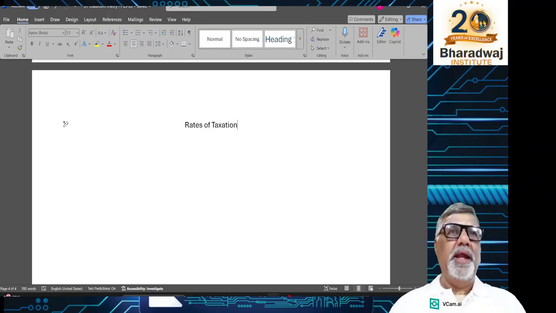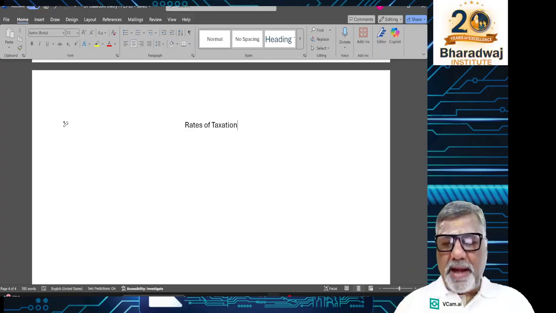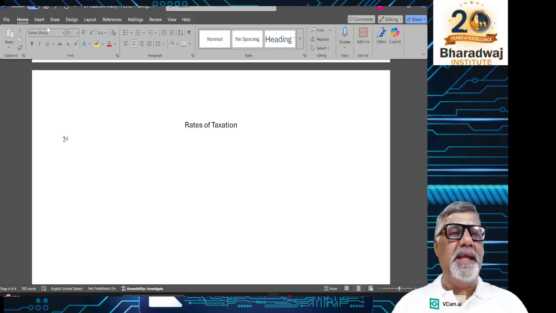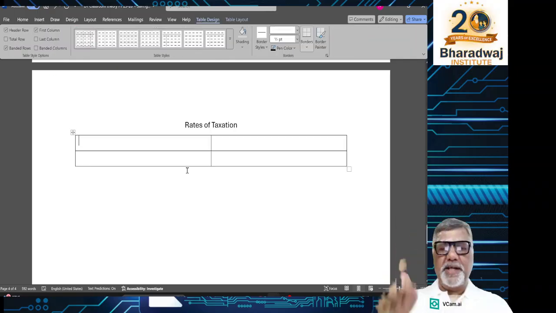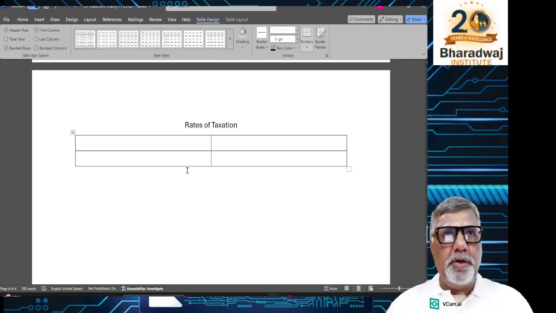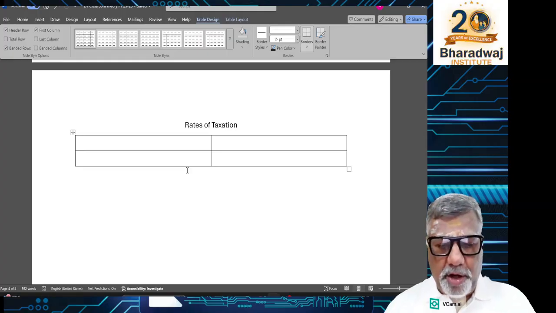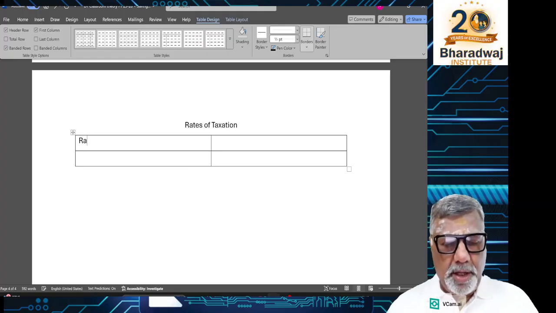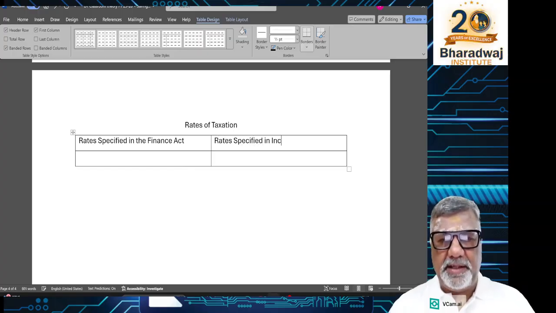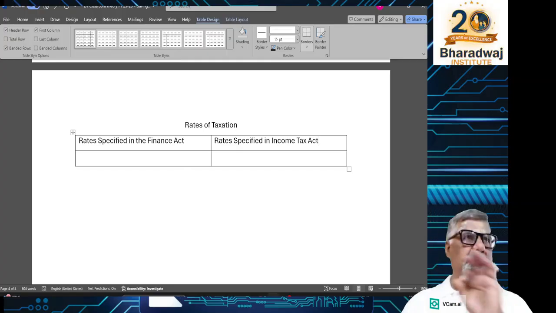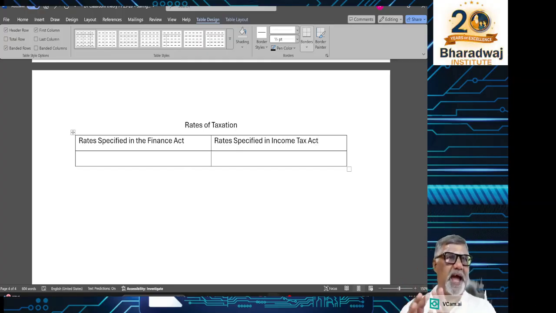part of income tax law. Where the rate is inherent in the section, it will come as part of income tax. So, you will write it as two branches: rates specified in the Finance Act, and rates specified in the Income Tax Act. So there are some rates which are specified in the Finance Act.